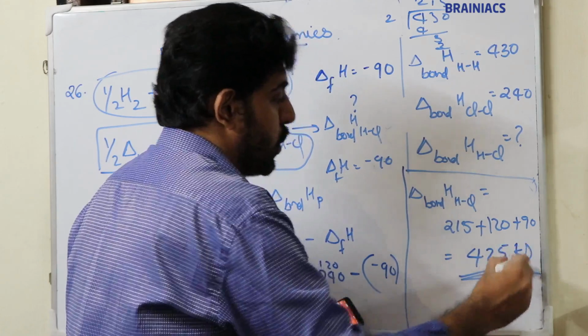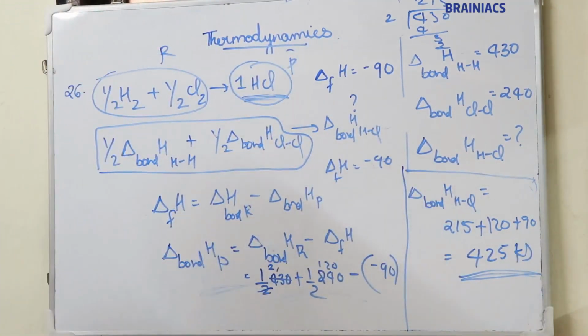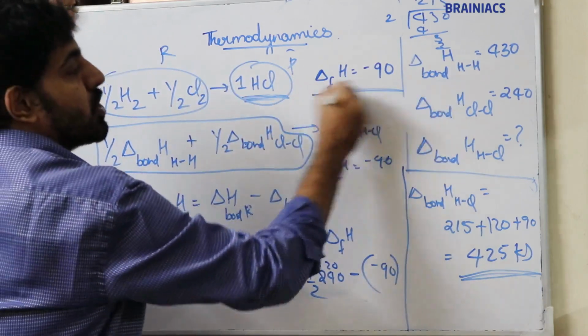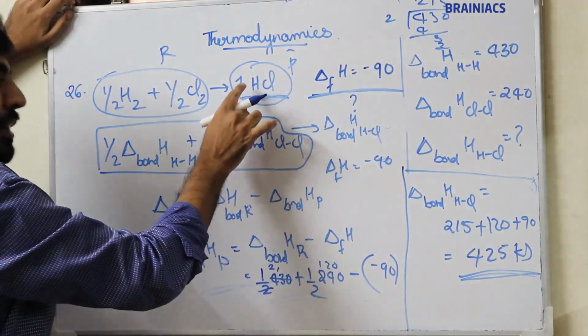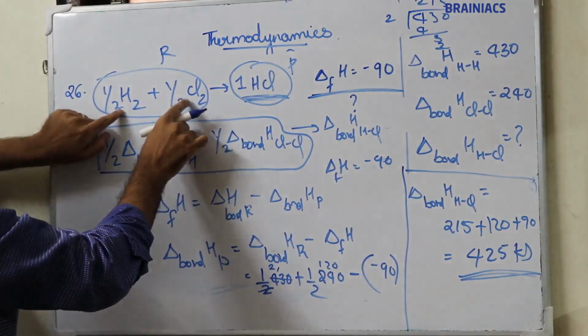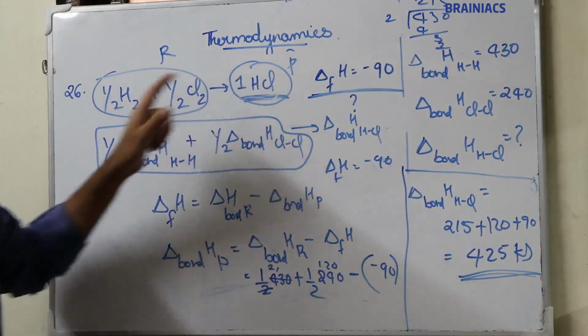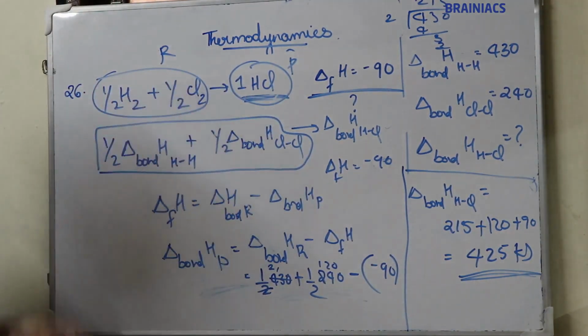425 kilojoules. This is the bond enthalpy of HCl. I think it's clear. Here enthalpy of formation is given. Enthalpy of formation means 1 mole of compound is formed from its constituent elements. That is, 1 mole of HCl is formed from half H2 plus half Cl2.